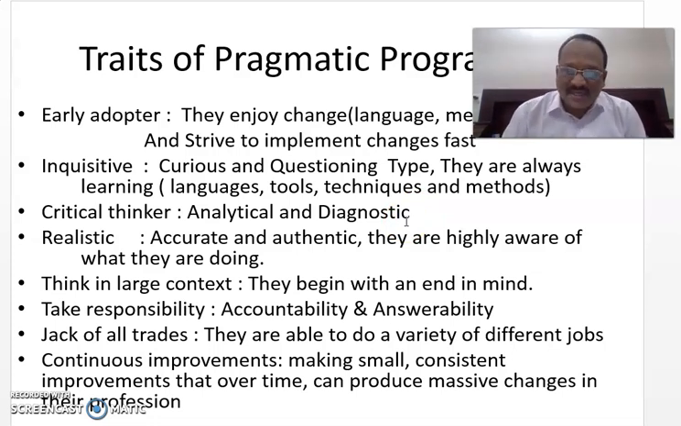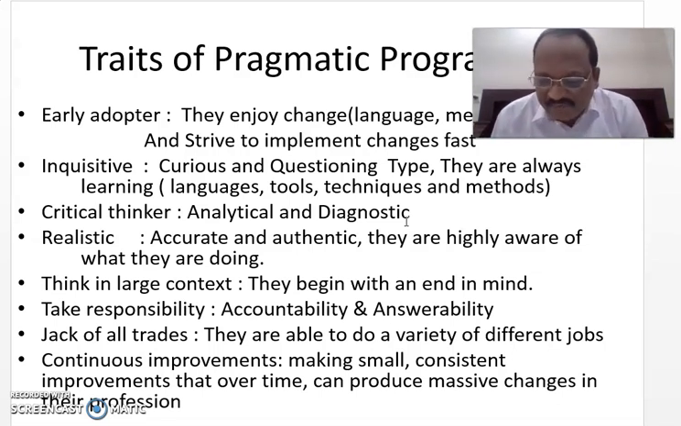He must be realistic, accurate and authentic. They are highly aware of what they are doing. Realistic: they should take on realistic work. Think in a large context, a bird's eye view, we can say. They begin with the end in mind. Take responsibility, that is, accountability and answerability. They take responsibility for their success as well as their failure, especially failures.